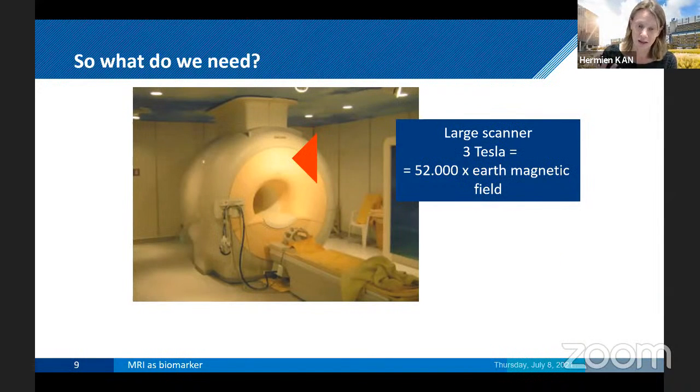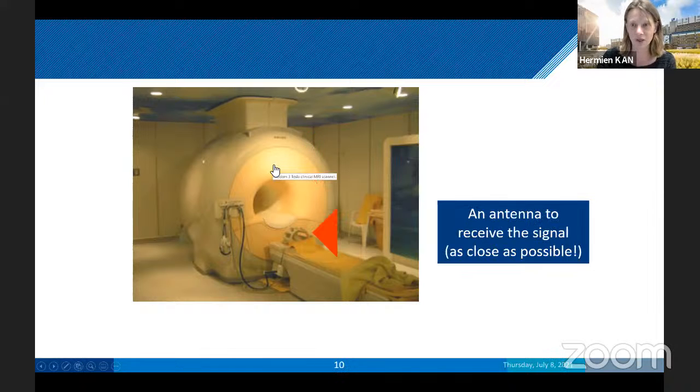So what do we need then? I told you in the beginning, we need a magnet, right? So this is a large 3 Tesla scanner, and Tesla is a unit for magnetic field, basically for the strength of the magnetic field. And 3 Tesla, as you see here, is about 52,000 times the Earth magnetic field. So this is a scanner. Then we also need the antenna to receive the signal. As I said, once we've given some energy into the protons, they fall back, they emit energy when they fall back, and we need an antenna to pick up this signal. This signal, however, is not very strong. So we need this antenna to be as close to the tissue of interest as possible. So in this case, I said I wouldn't show any brain images anymore. That was true, but this is a brain coil, actually a head coil.